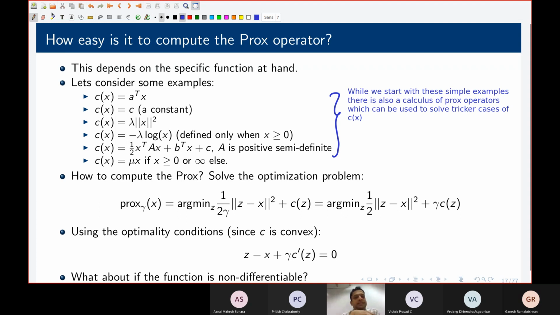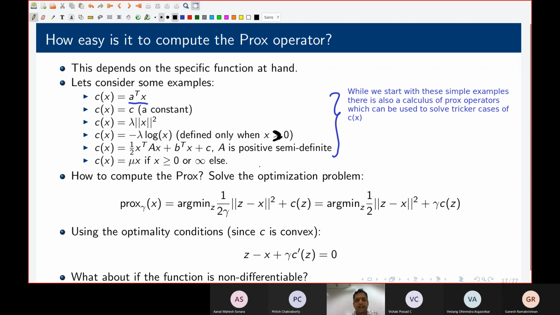So here are some examples. If C(x) is A transpose x, how would you compute the prox operator? Let's take this one example. Well, C is not even non-differentiable, right? Are any of these non-differentiable? Well, log x at x is 0. What do you do with x at 0 for log x? Certainly it is defined for x greater than 0, so this actually should be x greater than 0.